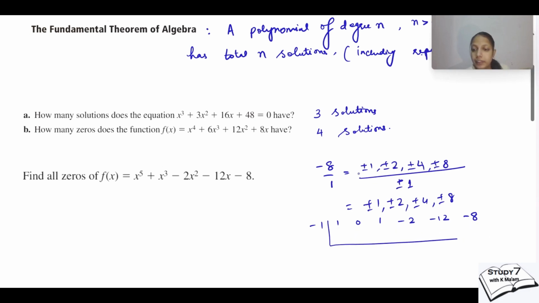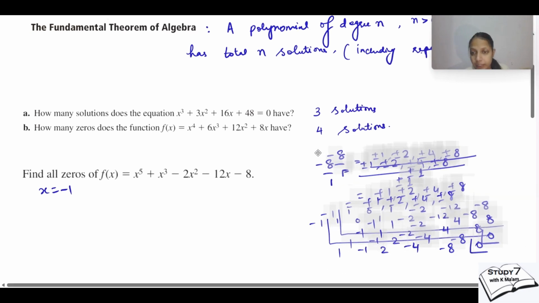Now choose negative 1. Negative 1, negative 1 here. Negative 1 times negative 1 is positive 1, 2, minus 2. Minus 4, positive 4, minus 8, plus 8, so 0. So you are getting x equals minus 1 is one of the solutions. x equals minus 1.